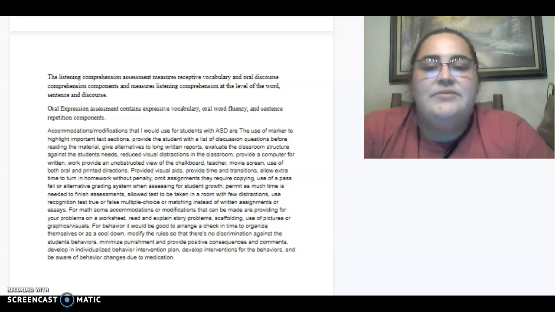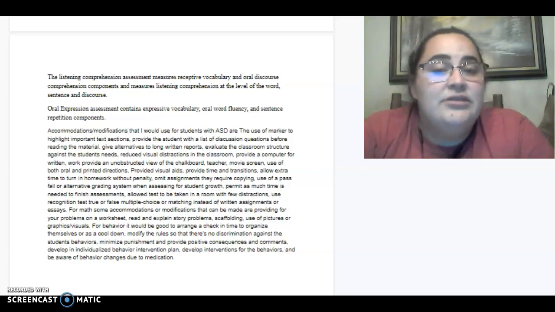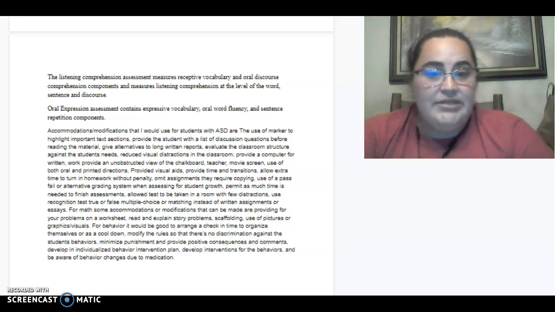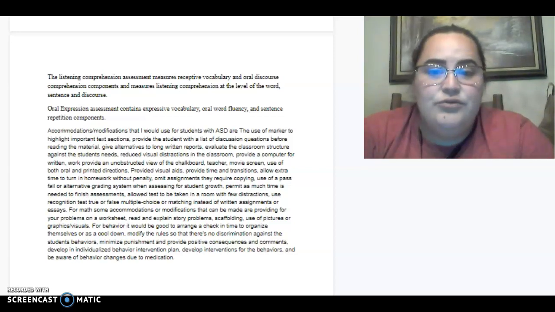Give as much time to finish the assessments that are taken. Take the assessments in a room that has little to few distractions. Use recognition tests, true or false, multiple choice, or matching story problems, scaffolding, graphic visuals.